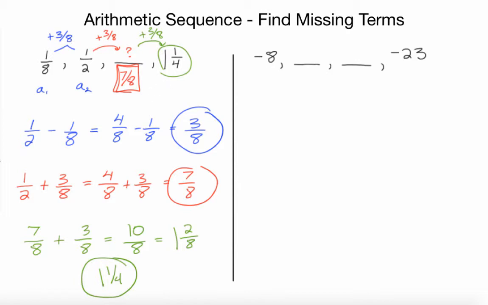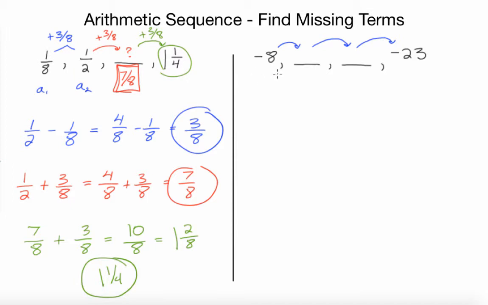The next one we got here is a little bit trickier, right? I've got two missing spaces. I'm starting with -8, adding something to get here, adding something to get here, and now all of a sudden I'm getting to -23. So this may seem harder, right? But we can still use the idea that I'm starting with -8. I'm adding something to get this term. I don't know what it is. I'm adding the same thing to get here. I don't know what it is. And I'm adding it one more time to get to -23. So I'm adding the same thing 3 times.